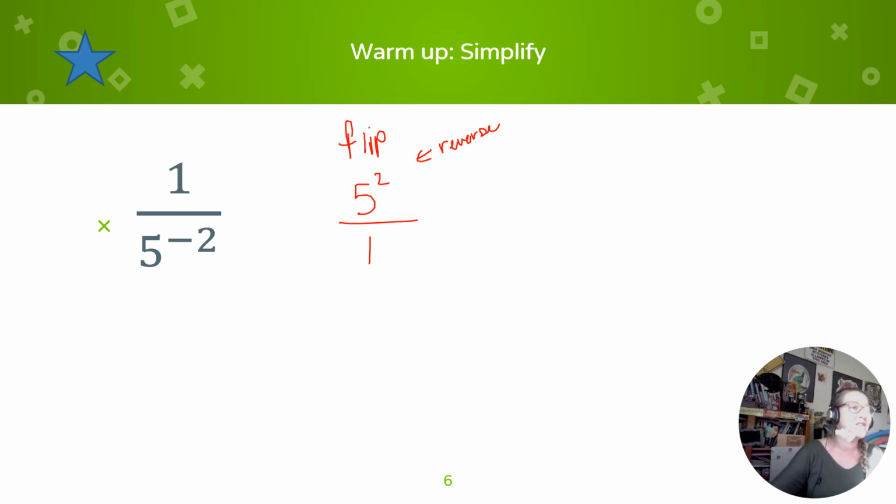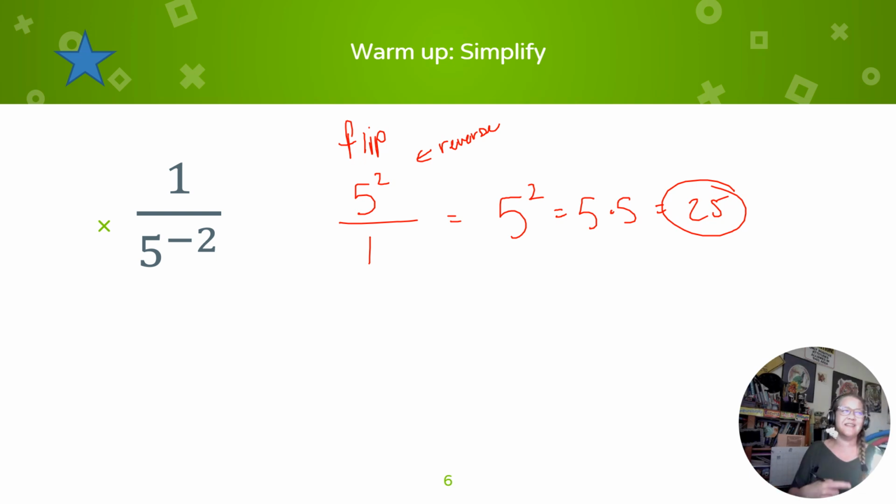Remember, there's that invisible 1 under every number ever in existence. Now we have 5 squared, or 5 to the second power. Let's expand it out. 5 times 5. And what's 5 times 5? Everybody, it's 25. That was a pretty roundabout way to say 25, wasn't it?